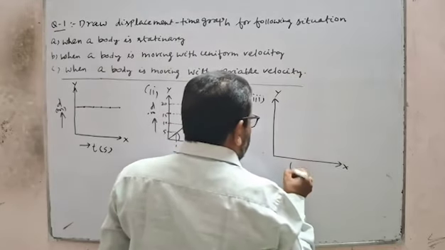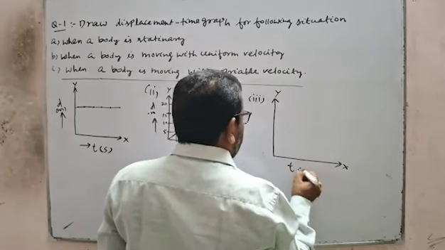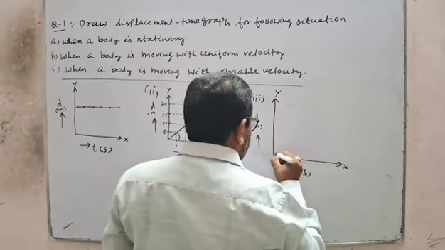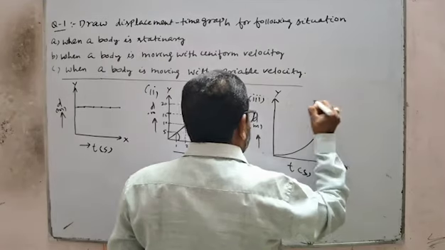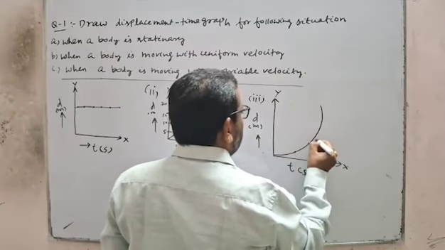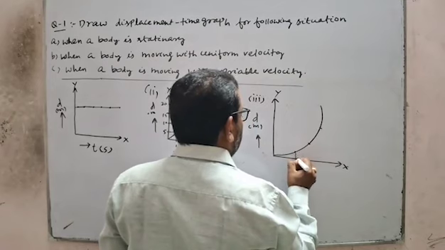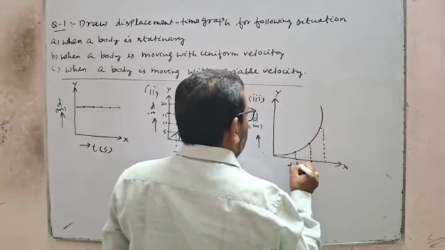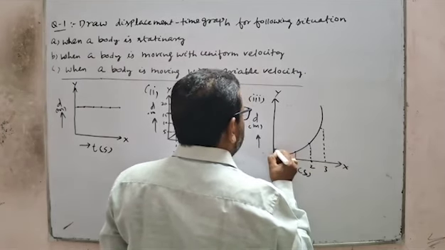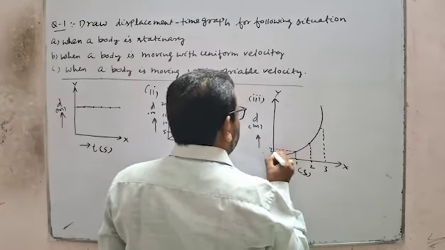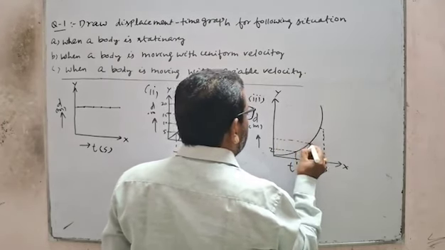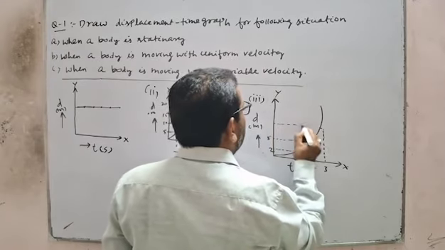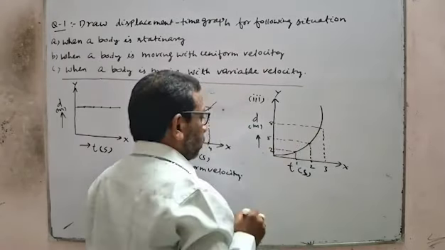Same, take time along the x-axis and distance in meter along the y-axis. If the graph is like this, one second, 2 second, 3 second. This is 2 meter. This is 5 meter. And this is 8 meter.